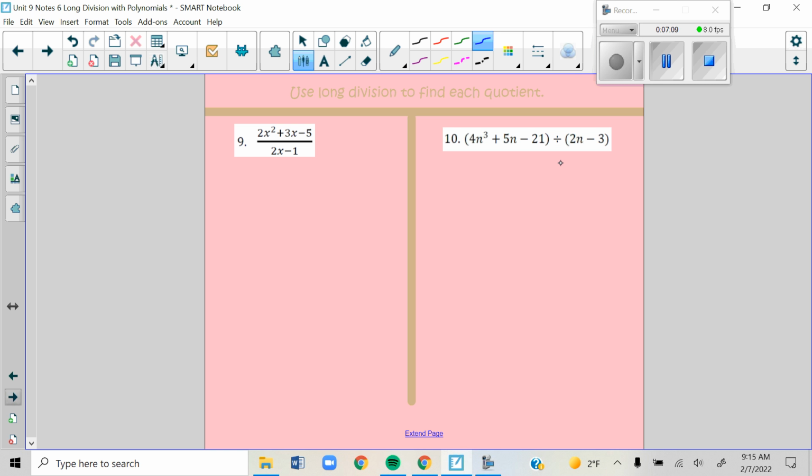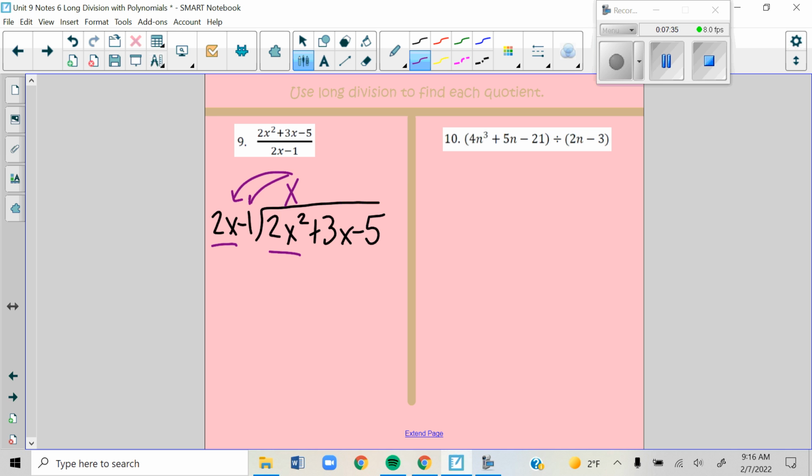Now we see that these two problems are a little bit different. They are not starting with x in our denominator. So we have a 2x minus 1, so 2x squared plus 3x minus 5. All right, but we're going to still do it the same way. I have 2x and I need to make it 2x squared. So I'm going to times by an x. It gets multiplied to both terms. So we have 2x squared minus 1x.